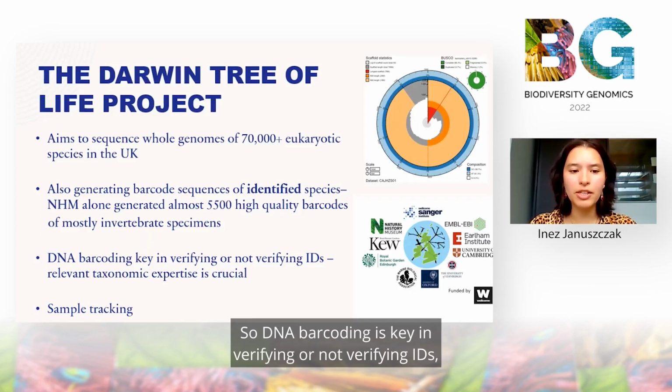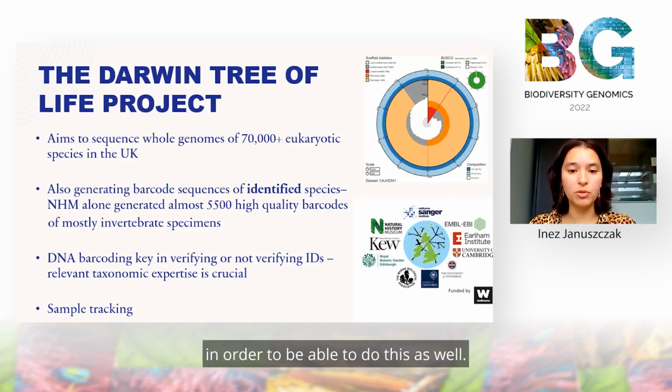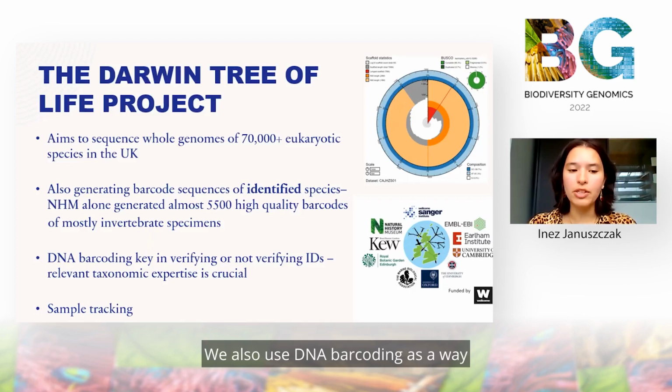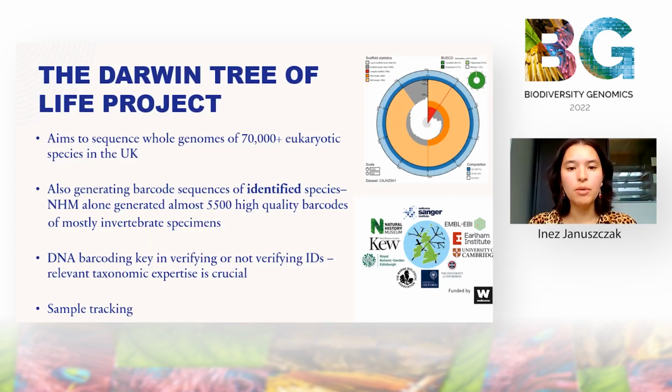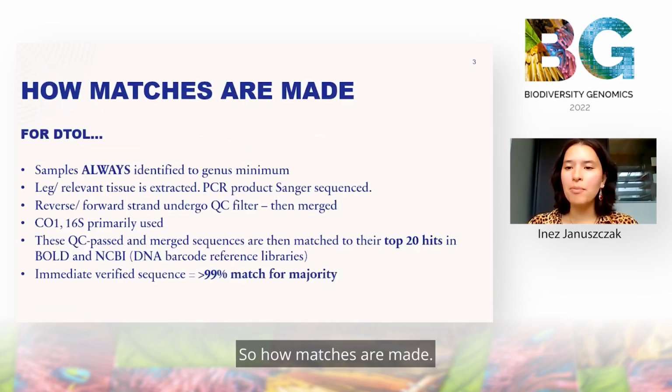So DNA barcoding is key in verifying or not verifying IDs, but relevant taxonomic expertise is crucial in order to be able to do this as well. We also use DNA barcoding as a way of tracking the sample and quality checking the sample before it goes for whole genome sequencing. So how are matches made?